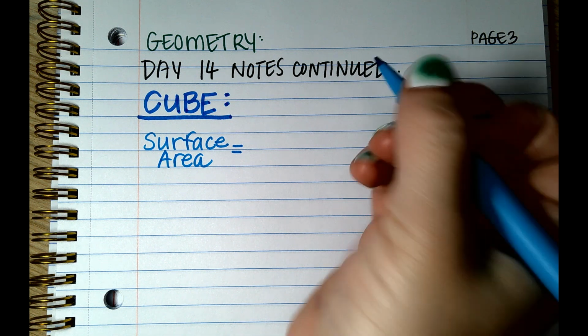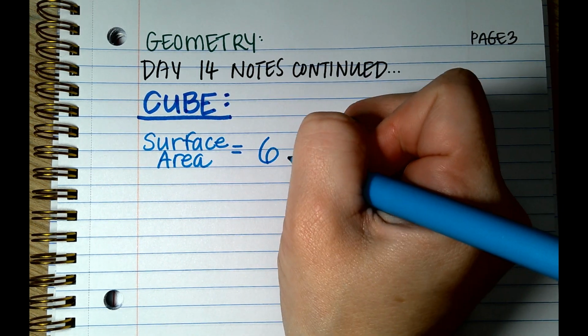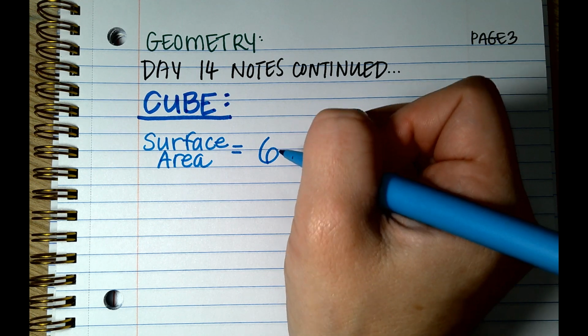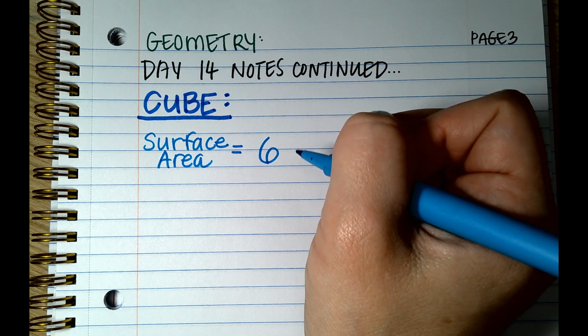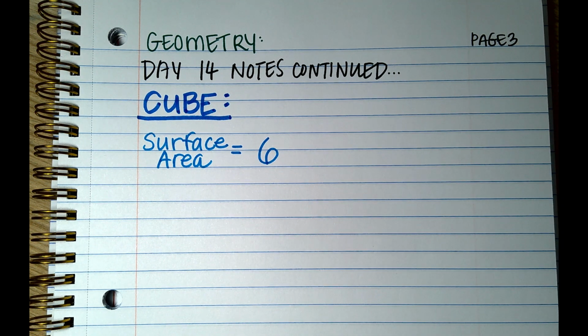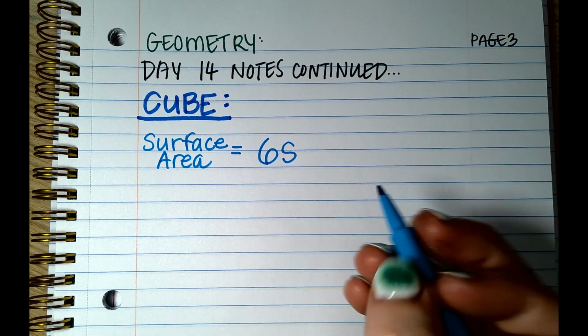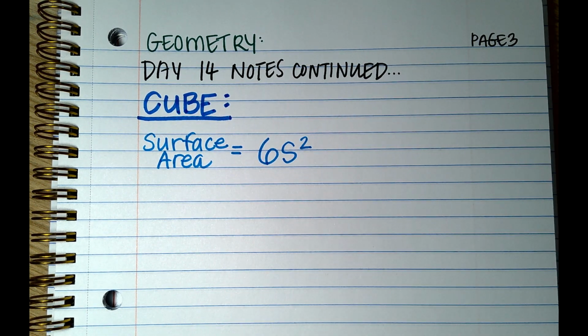That formula is going to be 6, and we will call the length, width, and height, we're going to call all of those S, since they're all the same for like a side length. So S, 6 times S squared. How does that make sense?